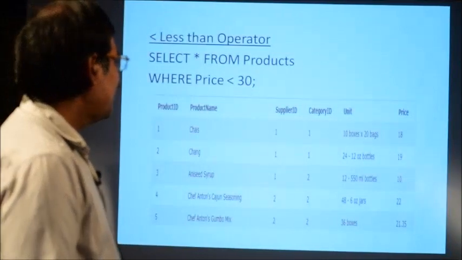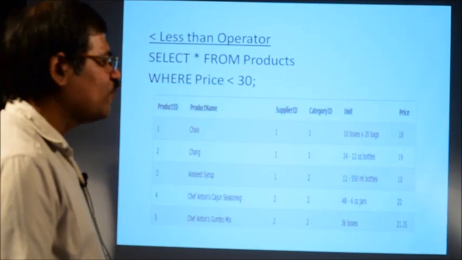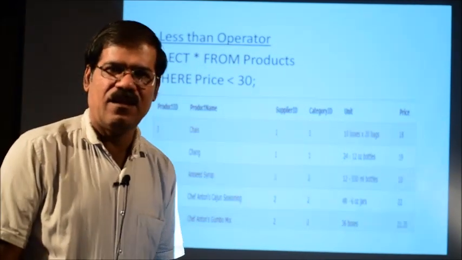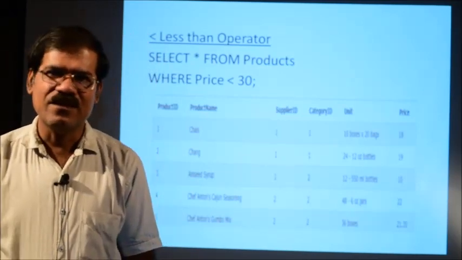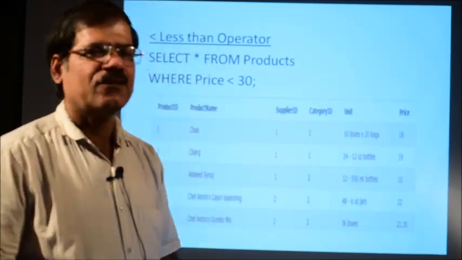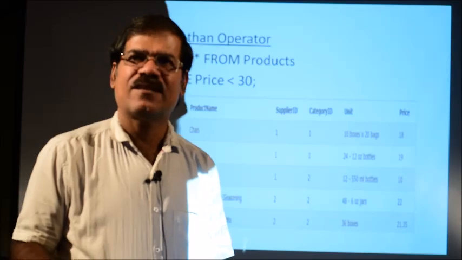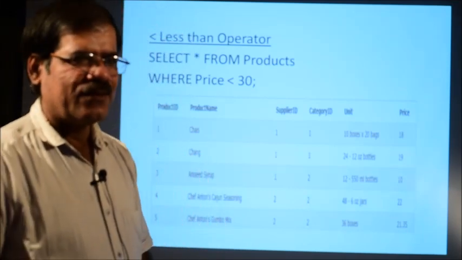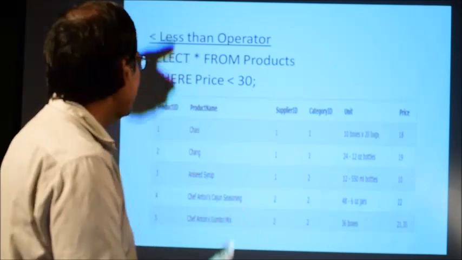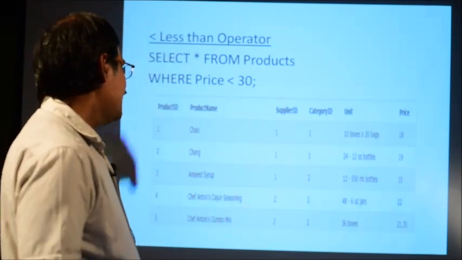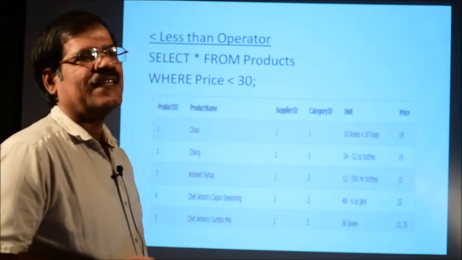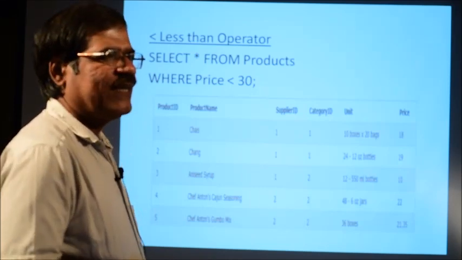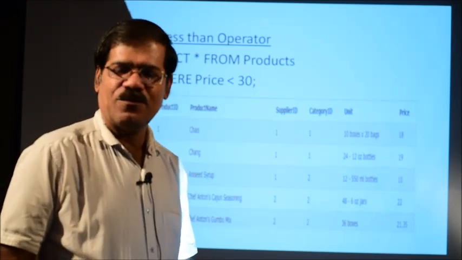So that many records will be selected from the table and displayed on your computer screen according to your WHERE condition. As per your condition, the records will be selected. Either you give the equal to sign, or greater than, or less than, or greater than or equal to, less than or equal to, not equal to. So here it is less than. Less than means those records whose price value is less than 30 will be selected and displayed on your computer screen.